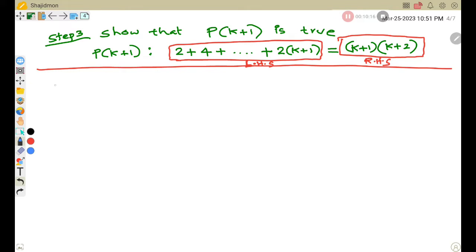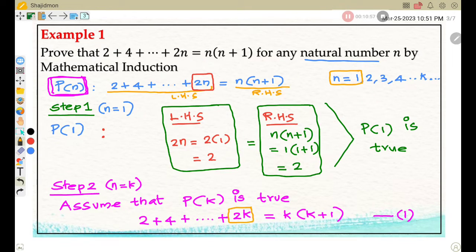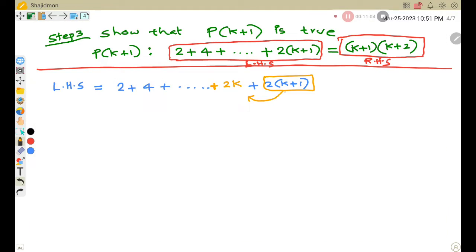So just start from the left hand side. What is the left hand side here? It equals 2 plus 4 plus 6 plus, continuing, plus 2 multiply k plus 1. This is the left hand side, correct? Now, this is the last term here, 2 multiply k plus 1. Just write the term before this one. What is the term before that one? 2k, correct? 2 multiply k is the term just before that term. You can see it in step number 2. This will be the term just before 2 multiply k plus 1.